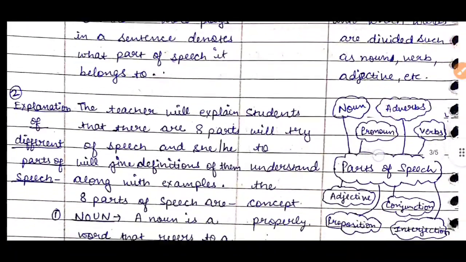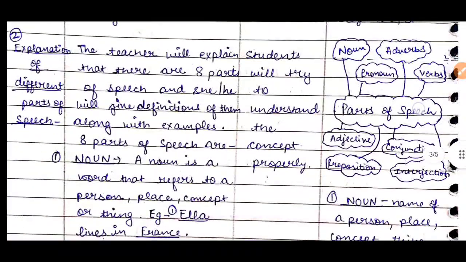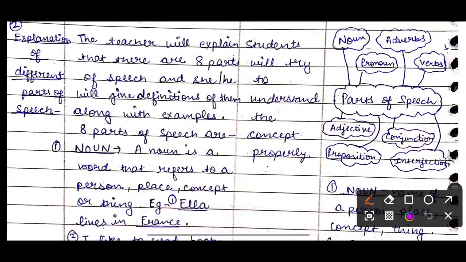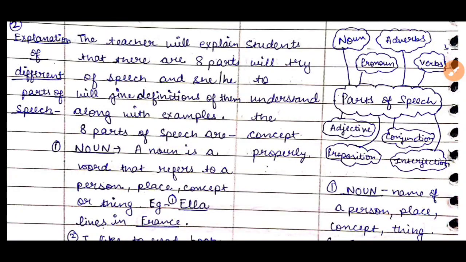After that, the second subject matter is explanation of different parts of speech. Now we are going to explain them, the different parts of speech. The teacher will explain that there are 8 parts of speech and he or she will give definitions of them along with examples. Okay, now we'll tell them what the 8 parts of speech are, and you can make this sort of map on the blackboard. Then what will students do? Students will try to understand the concept properly.